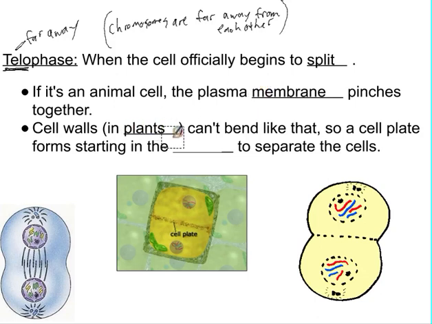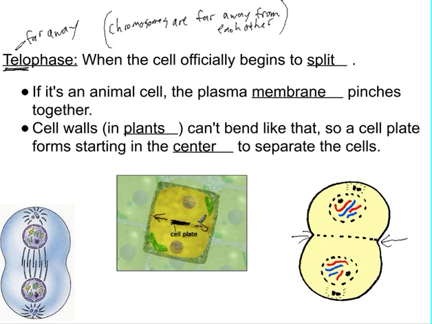So a cell plate starts forming in the middle, center, whatever. So here's our cell plate that begins to form in the center, and it actually grows out. In an animal cell, it pinches in. This one starts in the middle and grows out. That's kind of interesting. So these are just a few different views of telophase.